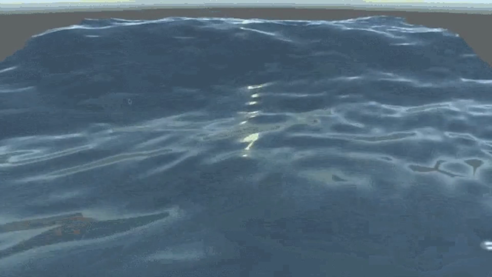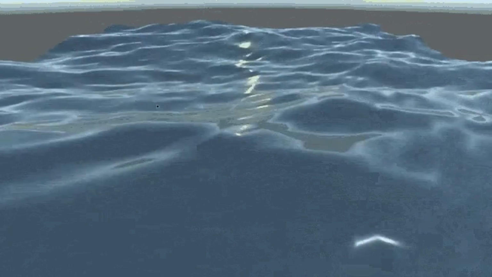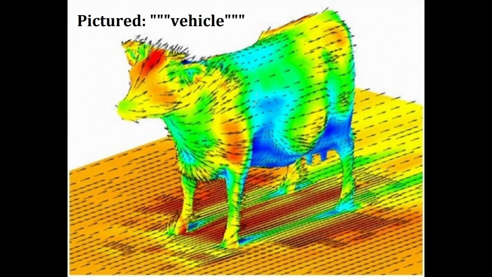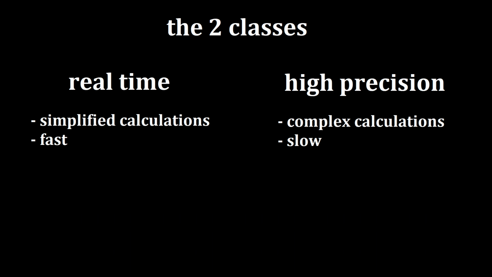The final type of physics engine is a fluid simulation. As the name suggests, these focus on simulating the movement of fluids, such as water or air. These are often used to create visual effects in films and games, and are also used in engineering to make sure that things like vehicles are as aerodynamic as possible.